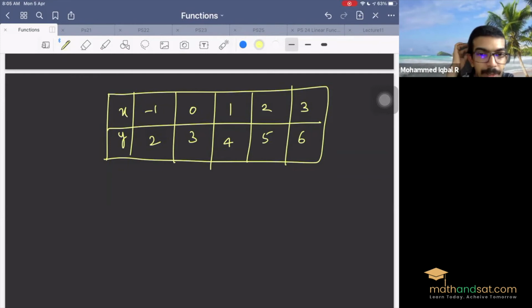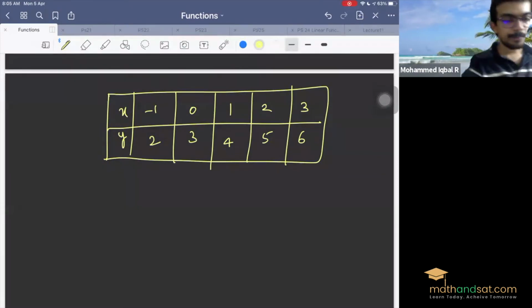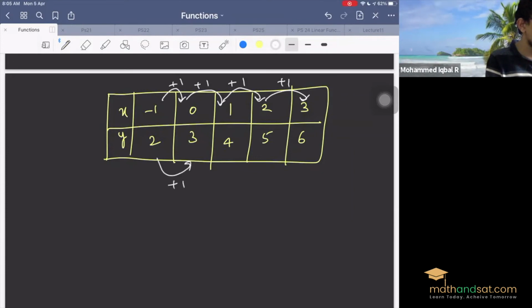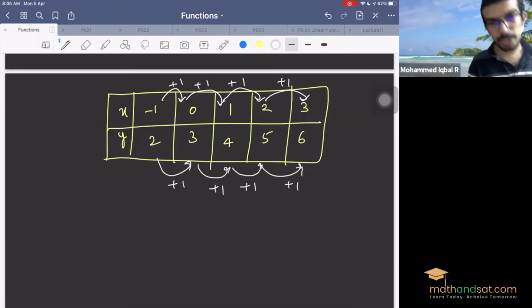Yes, very good. Okay, now listen carefully. What is the logic here? See, first of all, it is given that it is a linear relationship. Even if it's not given, you can figure out that it's a linear relationship. Why? Because when you keep changing the X value by a constant number, see, this is plus 1, plus 1, plus 1, plus 1 everywhere, your output also changes by plus 1, plus 1, plus 1, plus 1, right?